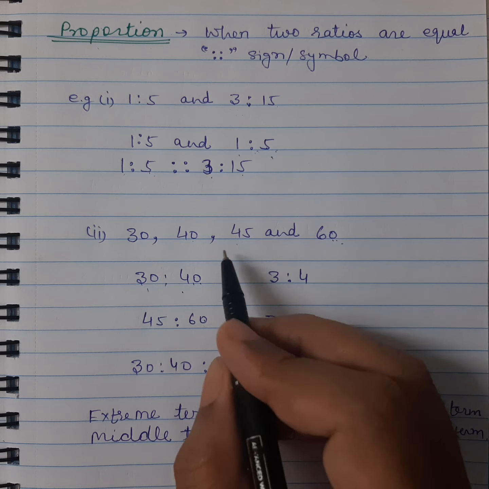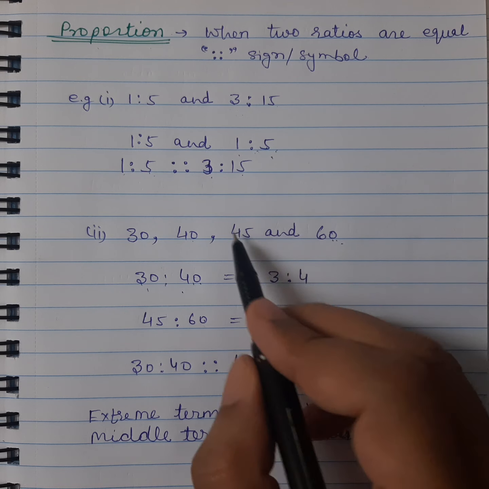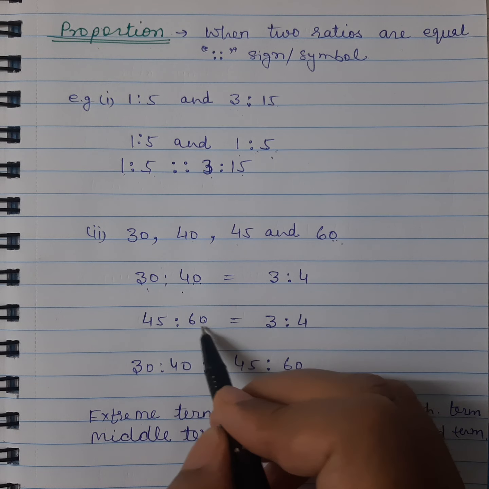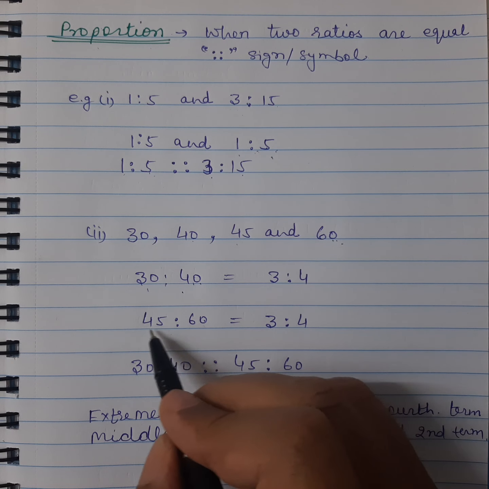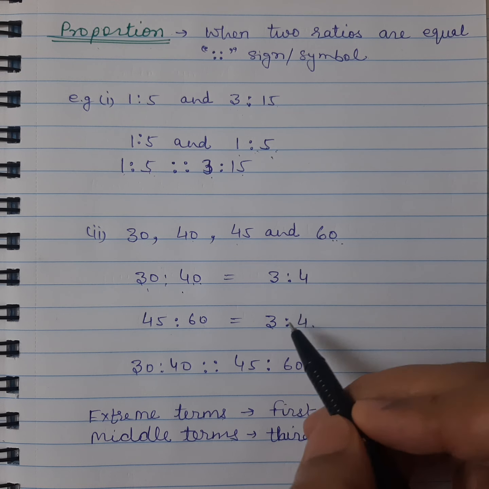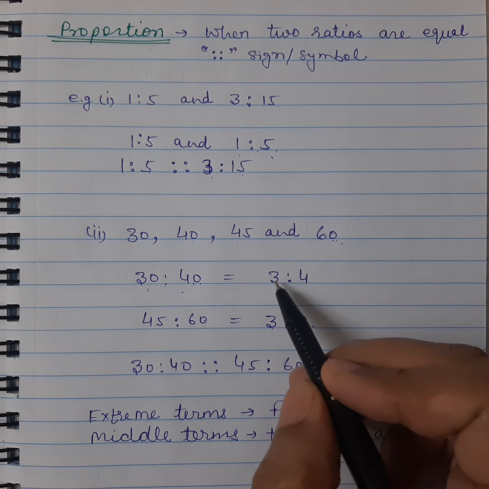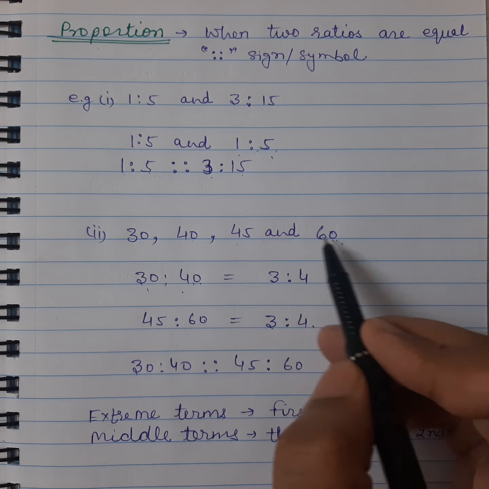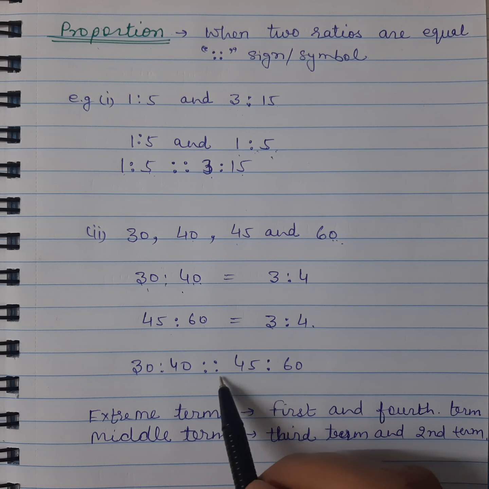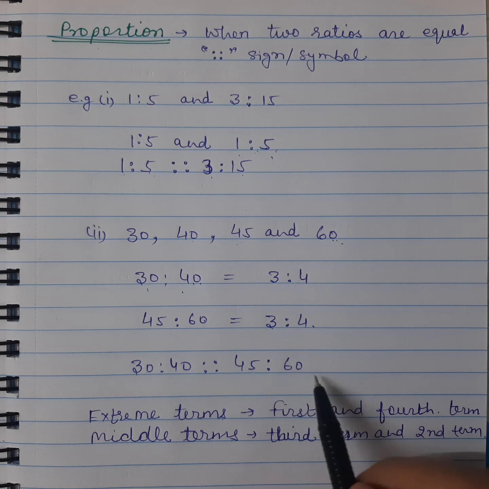And in the second ratio, which is 45 is to 60, if we divide both the terms by 15, we'll get 3 is to 4 again. So both the ratios in their lowest forms are 3 is to 4. So we can say these are in proportion. So we can write 30 is to 40 is in proportion to 45 is to 60.